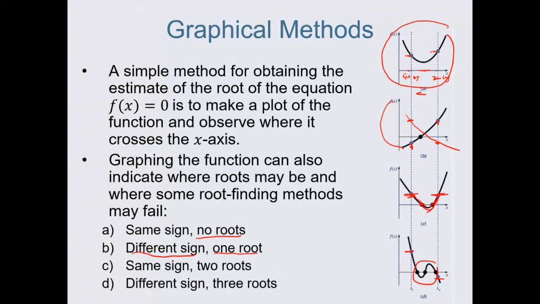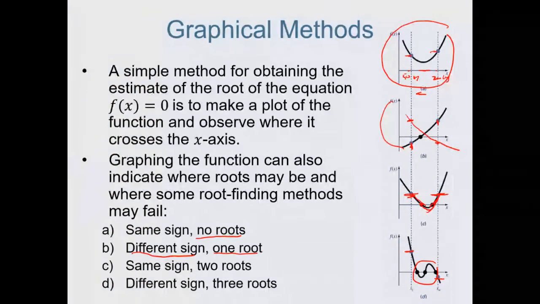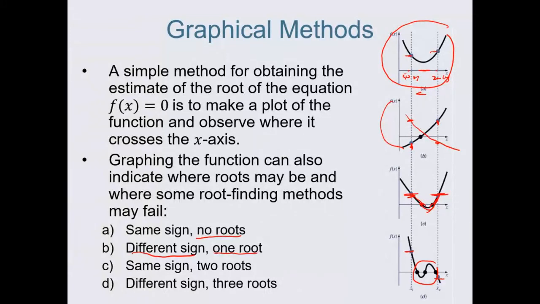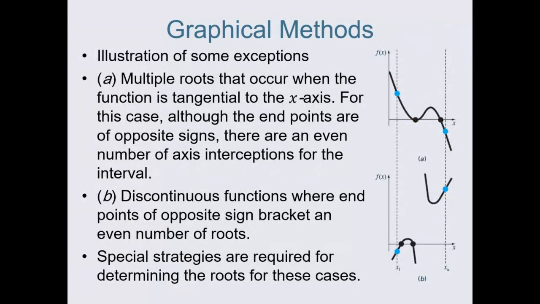So graphical interpretation helps you to understand the behavior of the function and see exactly what method you are going to apply and how you are going to work. So for example, in a case like this, it means the interval that you have selected is wrong. You are not going to find any root in this interval.